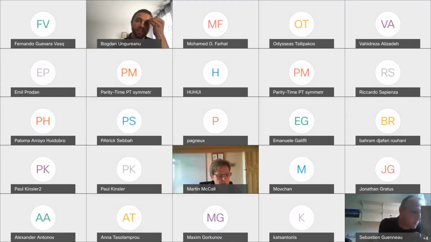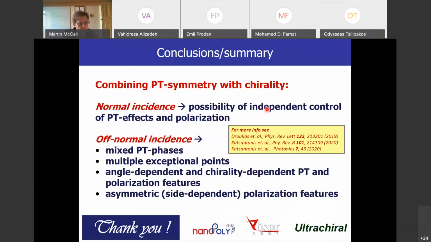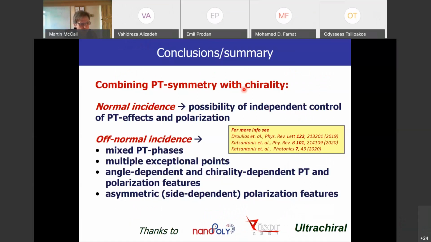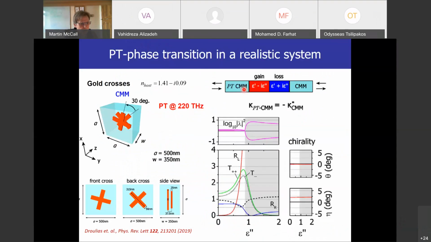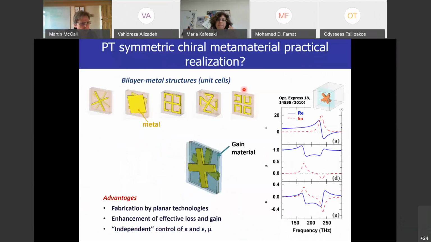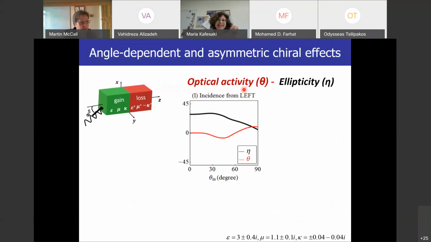Could you put up a picture of the structure that you analysed again? It doesn't matter which one, but that shows the gain and the loss of a single unit cell of the structure that you're analysing. You mean this one, or you mean the bilayer, the homogeneous? So keep going back. Yeah, in your slides. Okay, yeah, that'll do, that one.